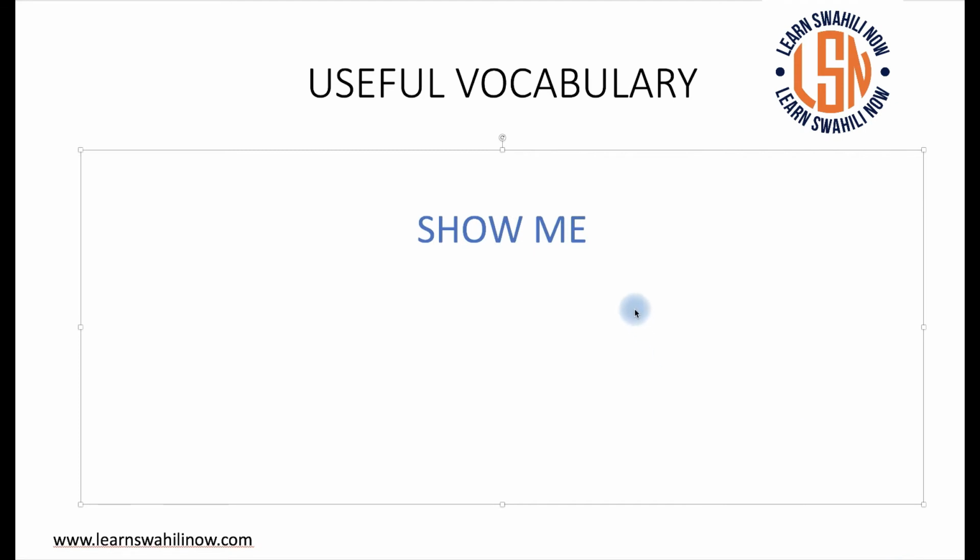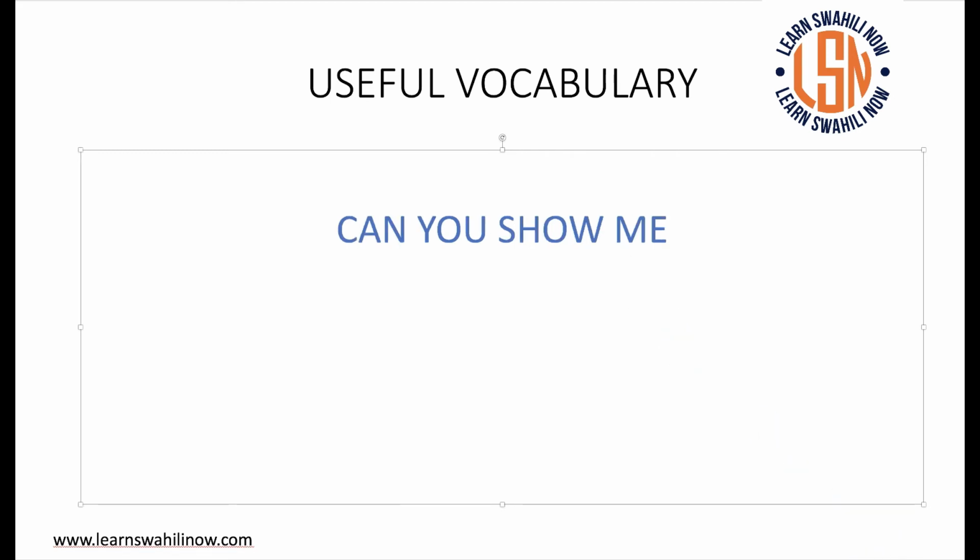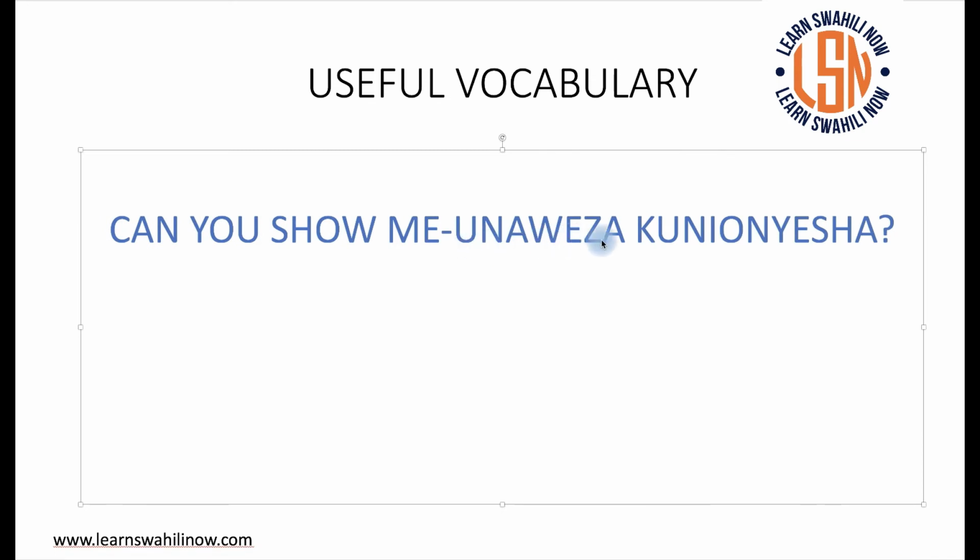Let us look at another word that would be important when you're seeking somebody's help. If you wanted to say, show me, so first of all, let's do just show, which is onyesha or make to see. This is a form of a verb extension, so onyesha simply means show. Show me would be kunionyesha. Okay, so how would you say, can you show me? Did you say unaweza kunionyesha?